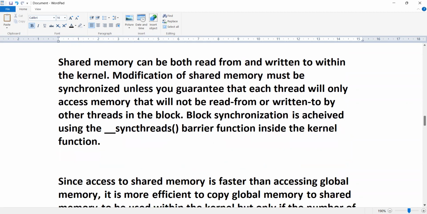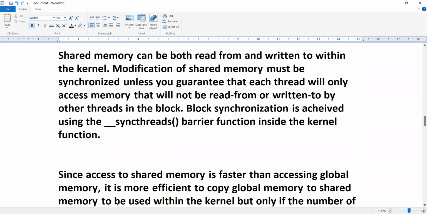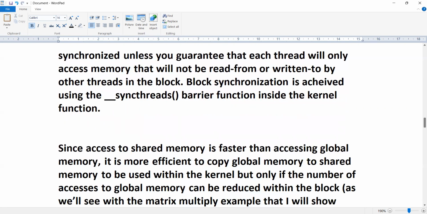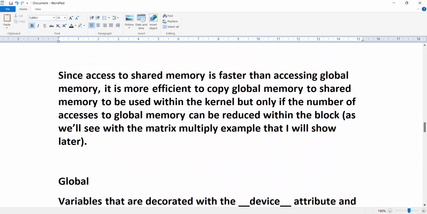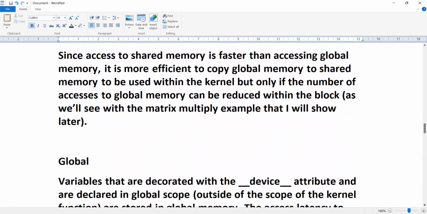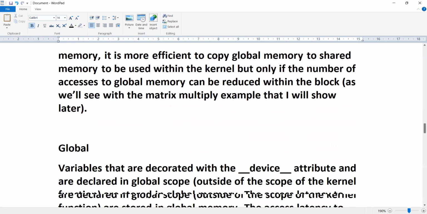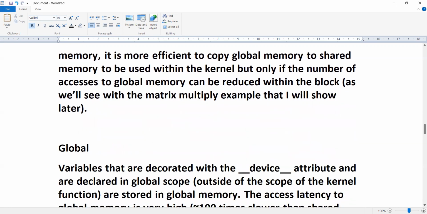Modification of shared memory must be synchronized, unless you guarantee that each thread only accesses memory that will not be read from or written to by other threads in the block. Block synchronization is achieved using the __syncthreads barrier function inside the kernel function. Since access to shared memory is faster than accessing global memory, it is more efficient to copy global memory to shared memory to be used within the kernel, but only if the number of accesses to global memory can be reduced within the kernel.